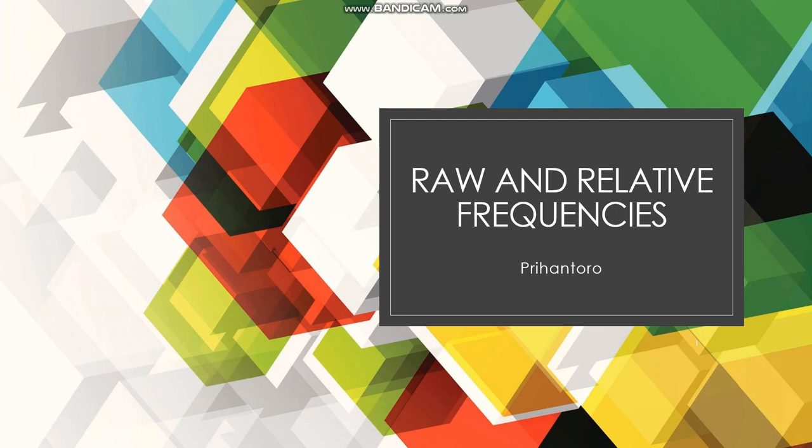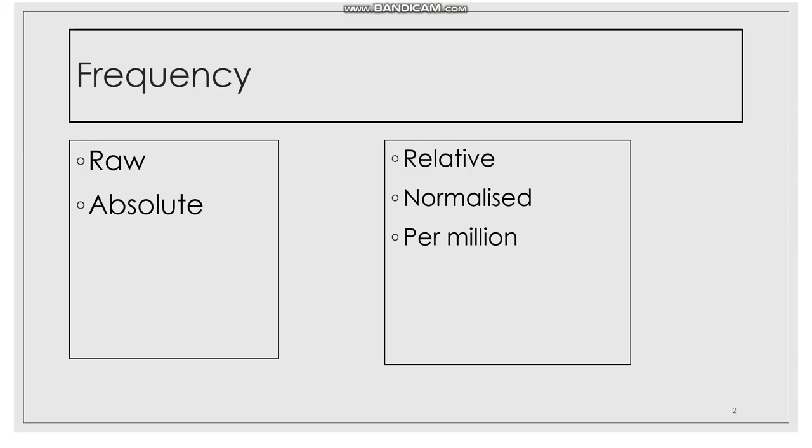In this video, we are going to discuss two different terms which are frequently used in corpus linguistics. The first one is raw frequency or absolute frequency, and the second one is relative frequency, also called normalized frequency or frequency per million. In this video, I will stick to the terms raw and relative frequency.